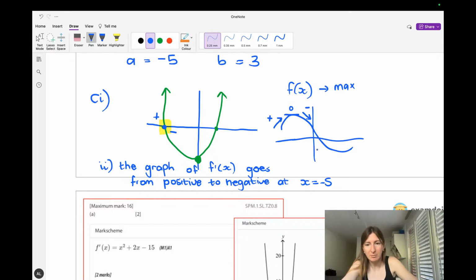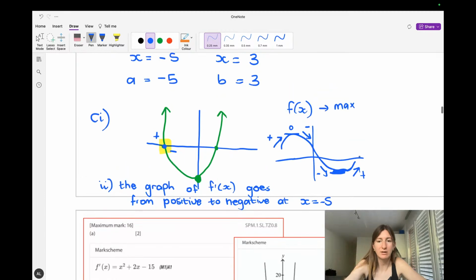For a minimum, it would be opposite. There'd be that point where it's equal to 0, and it's going from negative to increasing to positive. That would be another way you could show it.